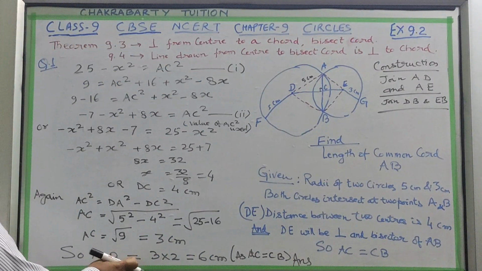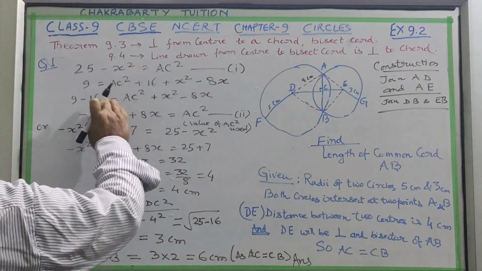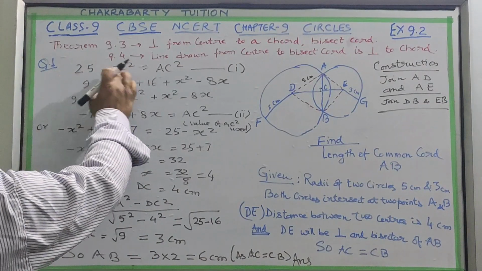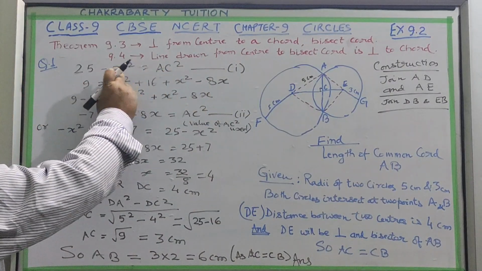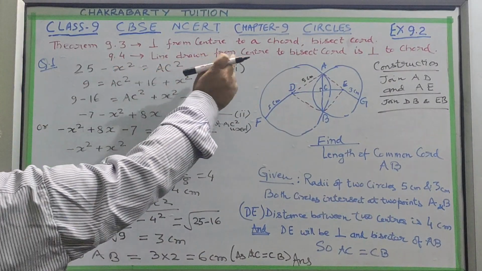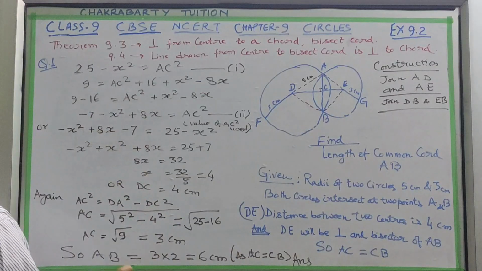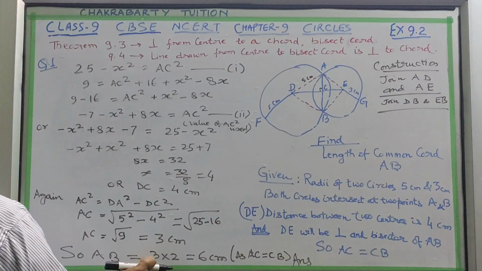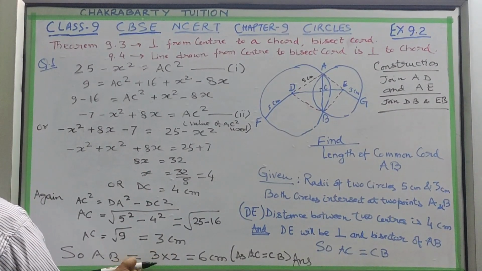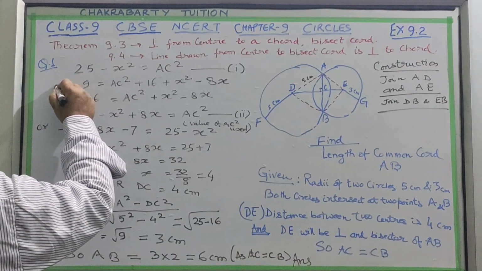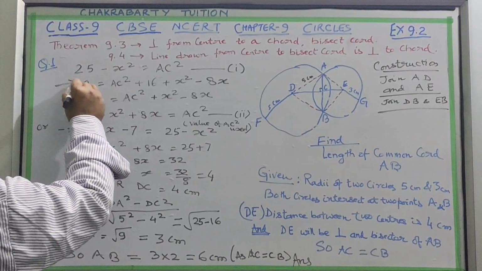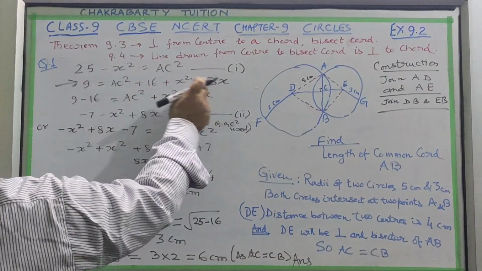Now from the last thing we have written, from there we are coming here. So this is our equation number 1, what we have proved earlier: 25 minus X square is equal to AC square. This is our equation number 1. And from where we were in the previous slide, from here we are starting again. So again I have written the same line.